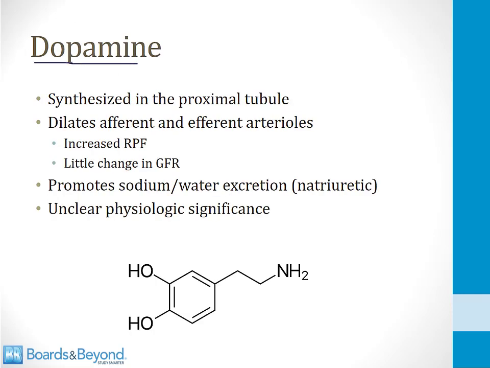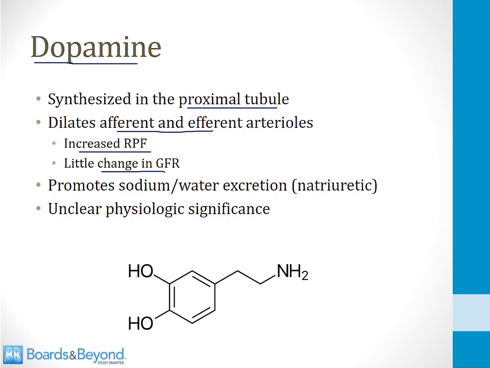I'll finish by mentioning dopamine. Dopamine is synthesized by proximal tubular cells, and at high dosages, as you may know, it's a vasoconstrictor and an inotrope, but at low dosages in the kidneys, it actually can activate dopamine receptors and dilate afferent and efferent arterioles. This will increase the renal plasma flow because you are dilating the afferent and efferent arterioles and allowing more blood to flow through the kidneys. Usually there's relatively little change in the GFR.